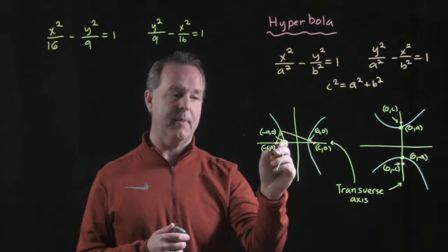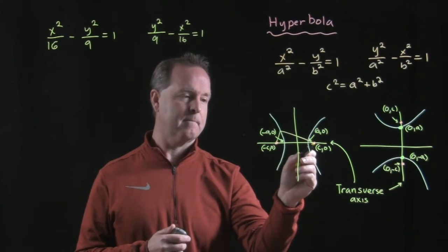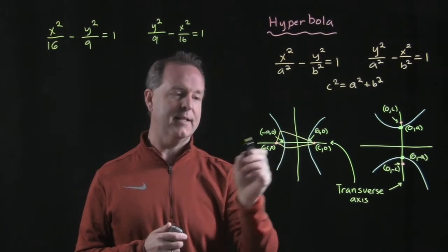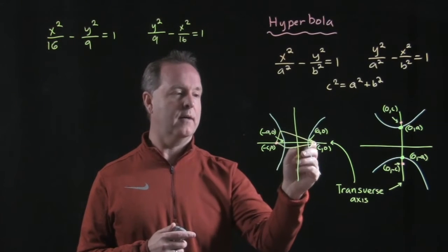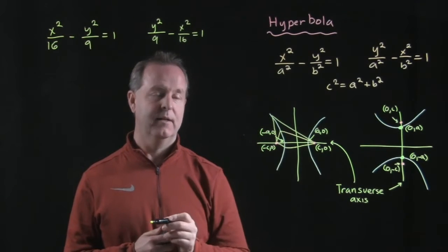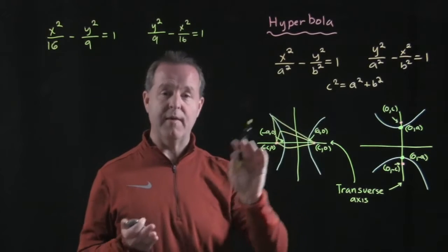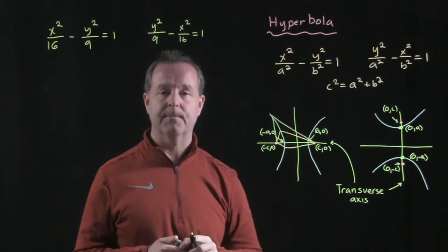So this distance minus this distance would equal that distance minus that distance, or that distance minus that distance. All those distances remain constant. So all the points where that's true represent a hyperbola.